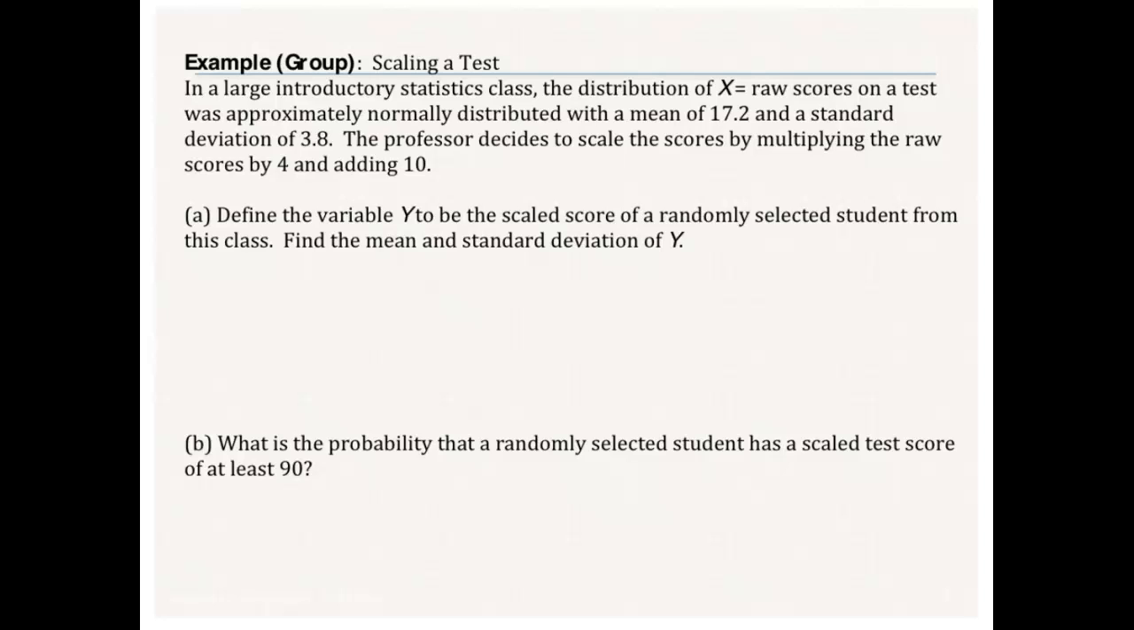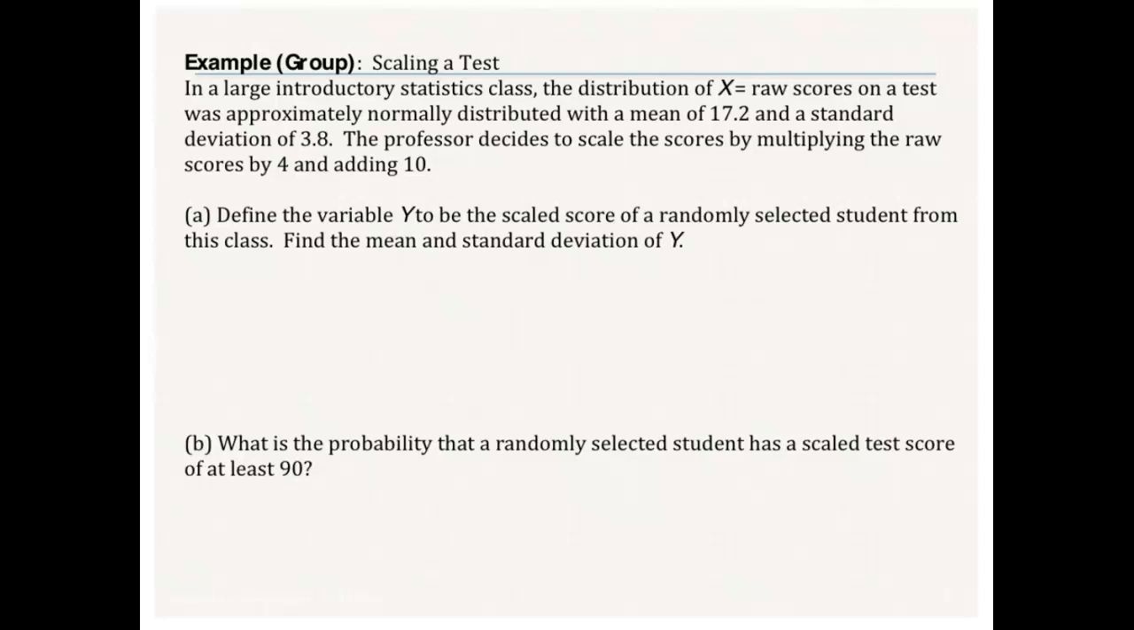So let's just practice this. In a large introductory statistics class, the distribution of raw scores on a test was approximately normally distributed with a mean of 17.2 and a standard deviation of 3.8. The professor decides to scale the scores by multiplying the raw scores by 4 and adding 10. And so we're going to call y our scaled score. And they want us to find the mean and the standard deviation of y.